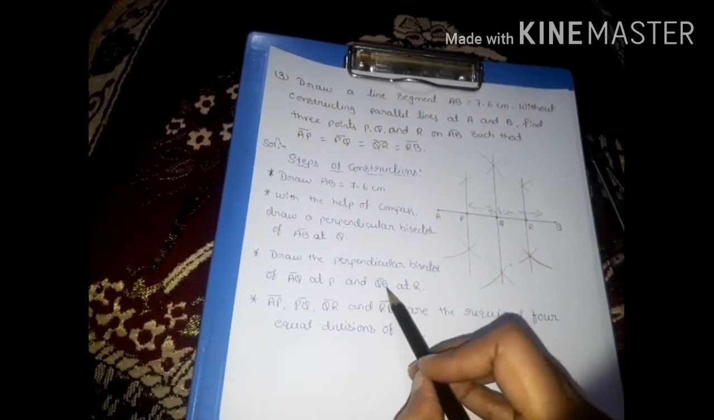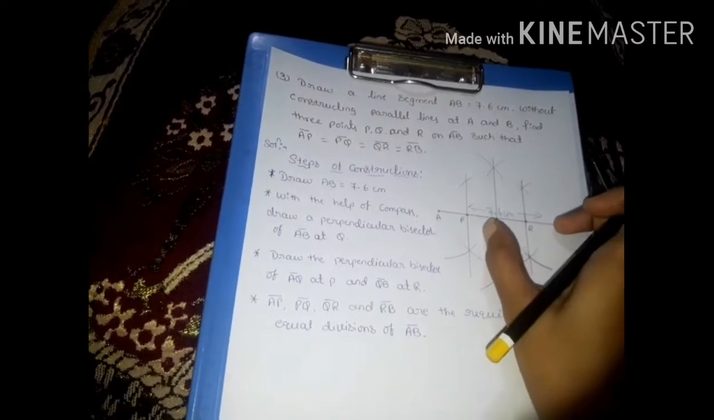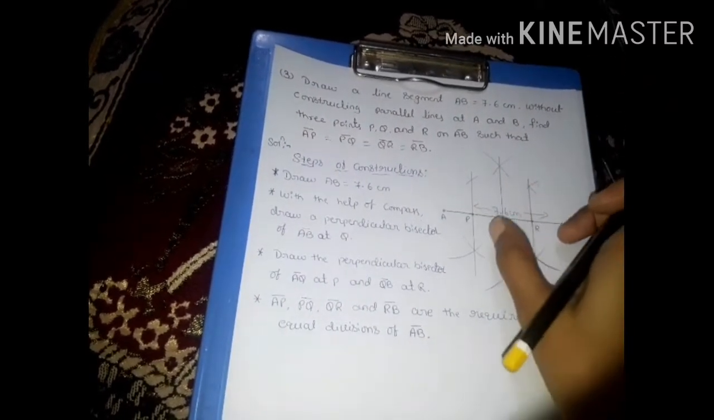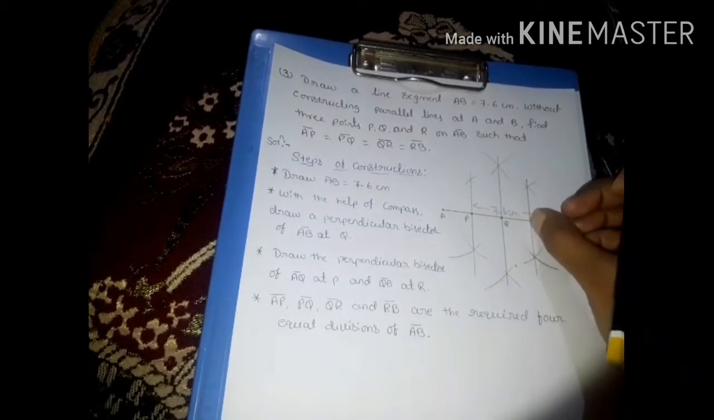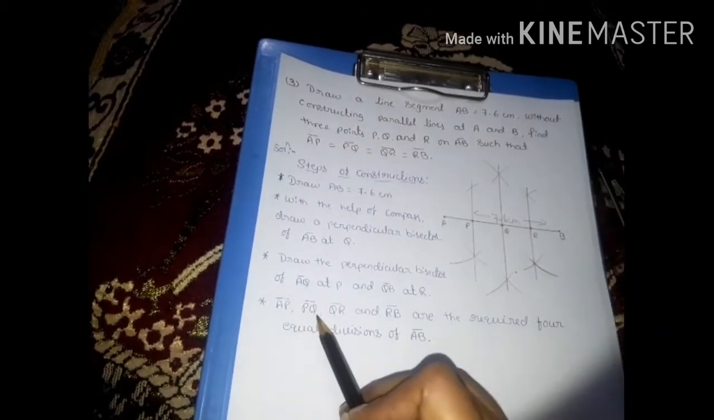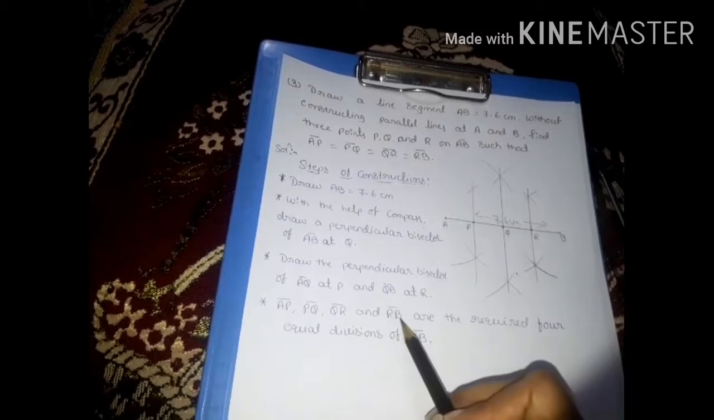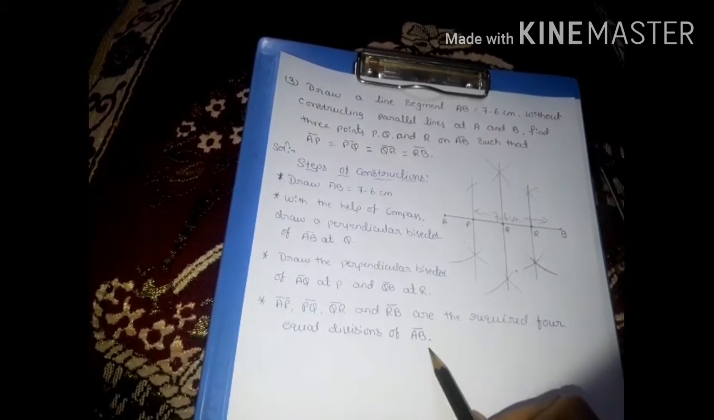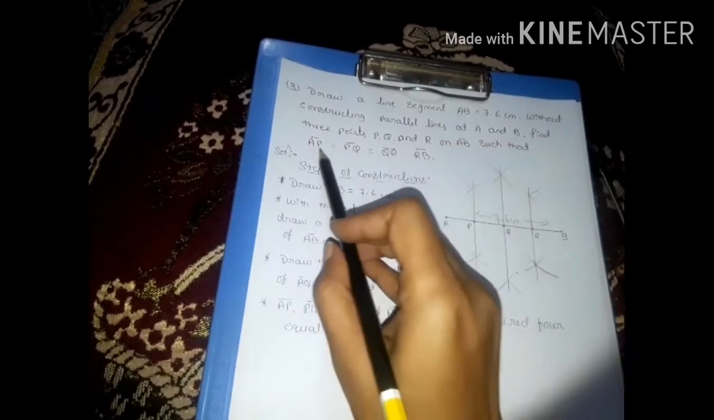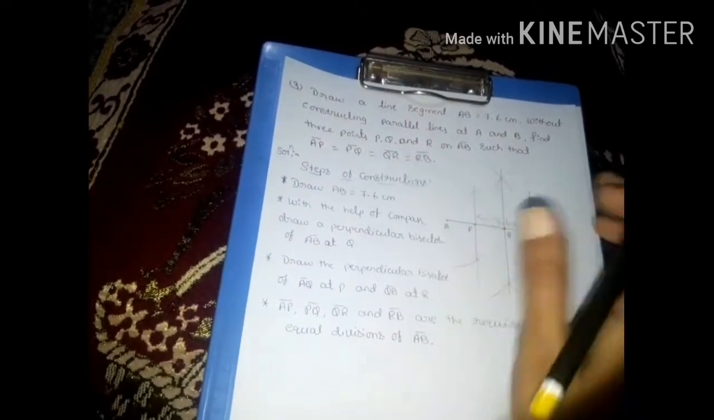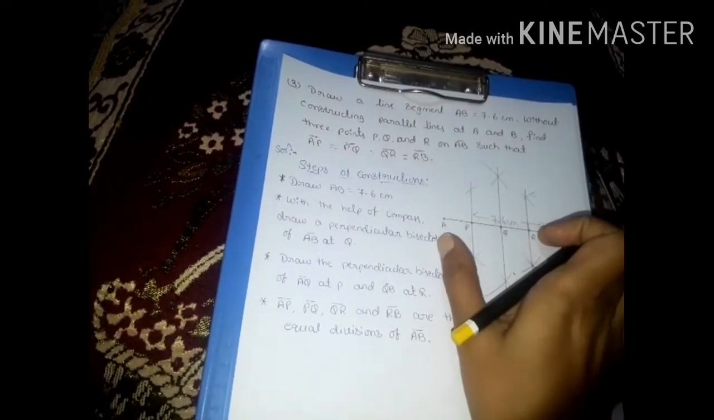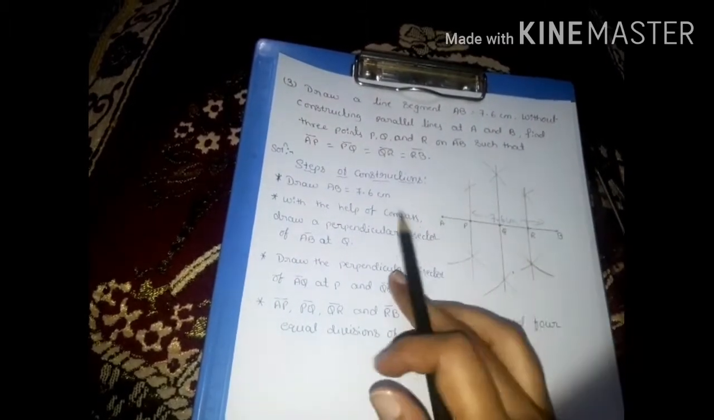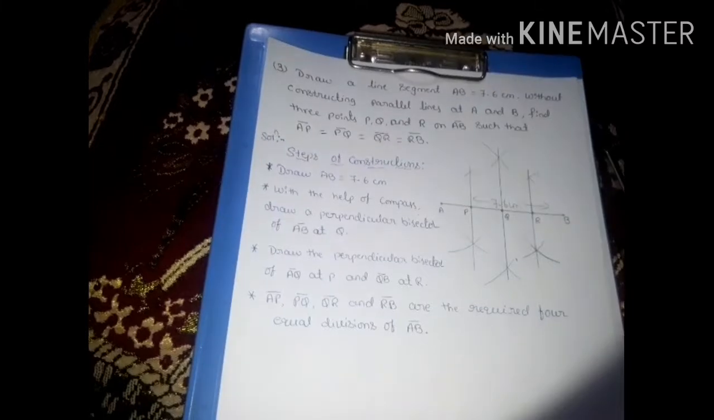And also QB at R. Draw another perpendicular bisector on QB at R. Now AP, PQ, QR and RB are the required 4 equal divisions of AB. So we required all these which are equal to each other. We required them by constructing perpendicular bisectors on line AB. This completes brain teaser third question.